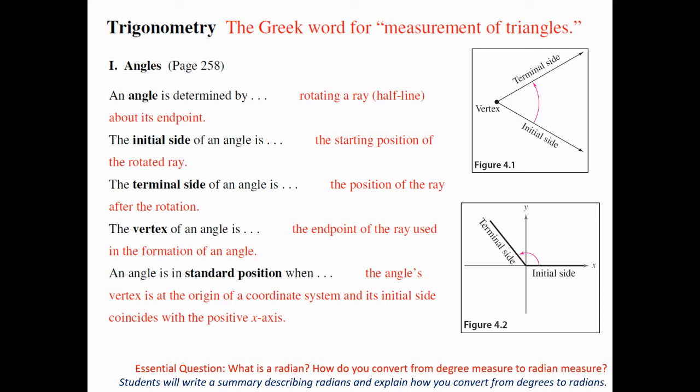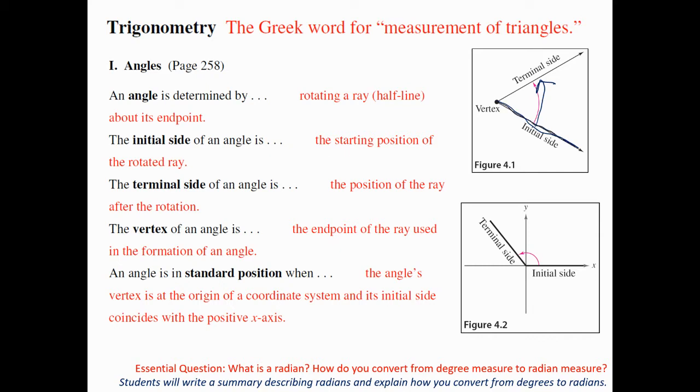So trigonometry is the Greek word for measurement of triangles. An angle is determined by rotating a ray, half a line, about its endpoint. So if you take this, here is a ray, that's an arrow, and if we rotate it about its endpoint, that determines an angle. The initial side of the angle is the starting position of the rotated ray.